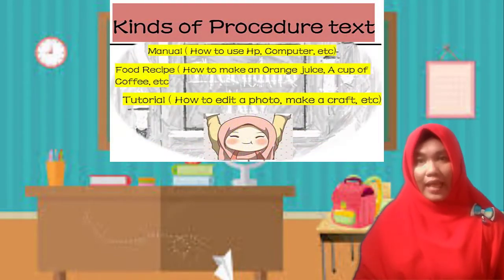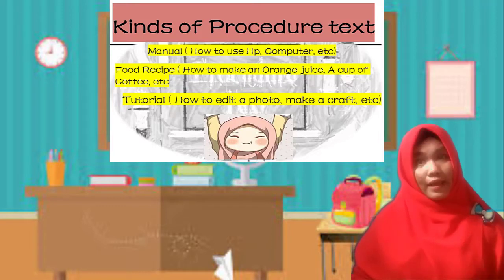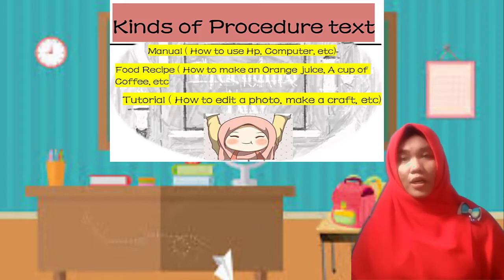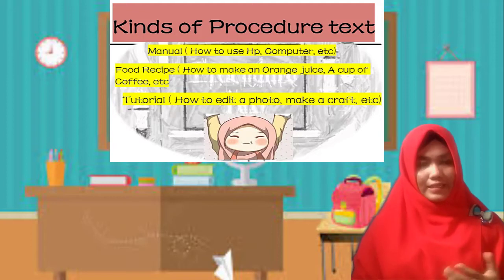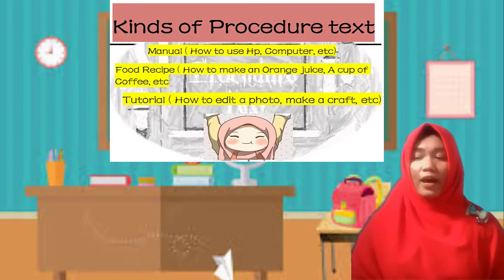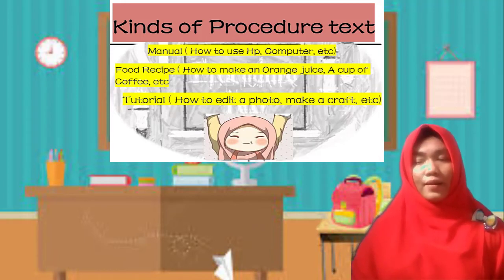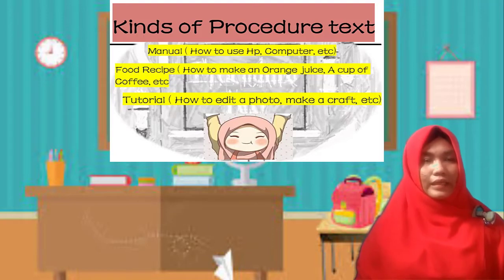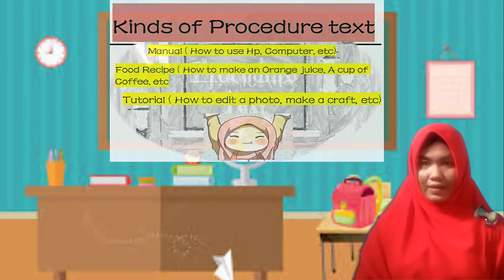Kinds of procedure text. The first one is manual. For example, how to use a cell phone, how to operate the computer, and etc. The second one is food recipe. For example, how to make an orange juice, how to make a fried rice, how to make a cup of coffee, and etc. The third one, or the last one, is tutorial. For example, how to edit photos, how to make some craft, and etc.